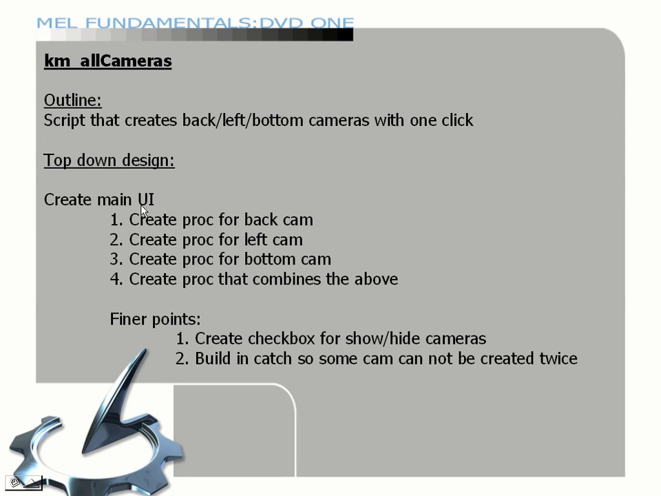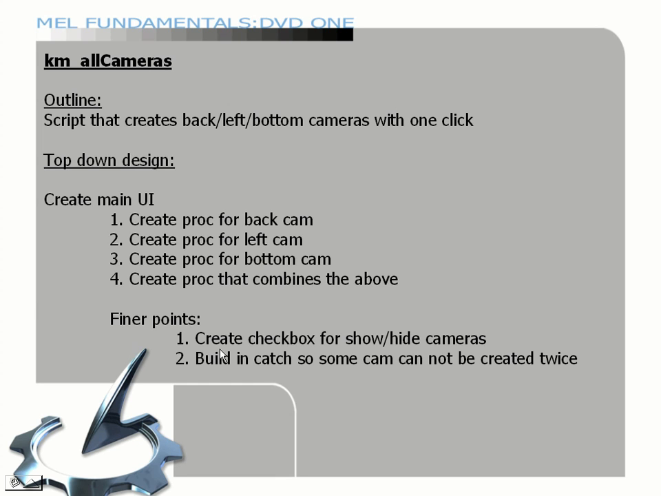So the first thing that we have to look at is we have to create a UI, which is the first thing that we will do. And then after that we have to create procedures. We have to create one procedure to create the back cam, one for the left cam, one for the bottom cam. And then we obviously want a procedure that combines all the camera creation procedures. We'll just copy and paste all that stuff, so it will become very easy. We just have to create one procedure, and then reuse that to create the other cameras.